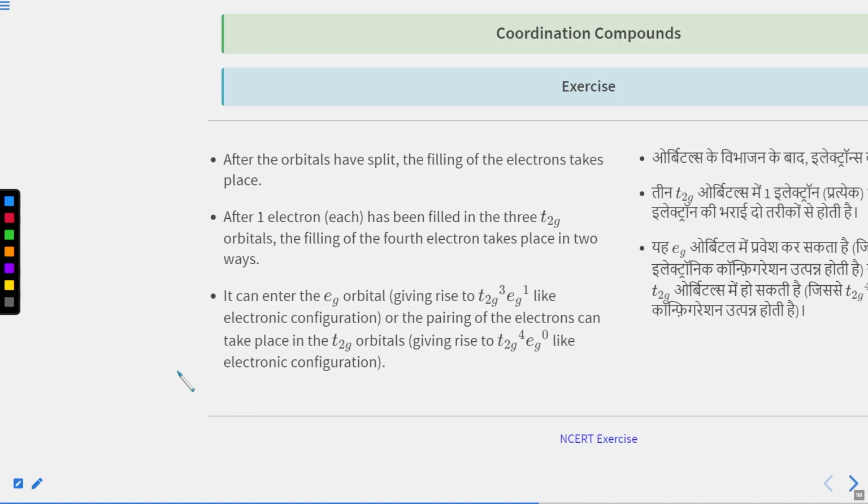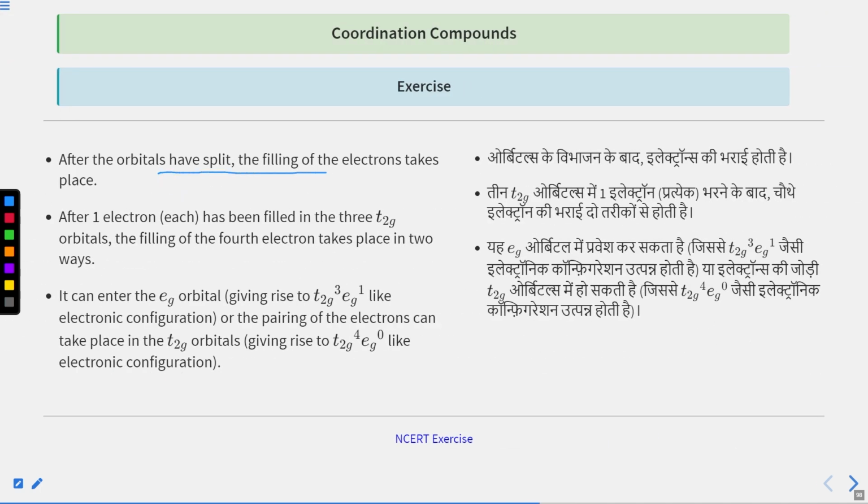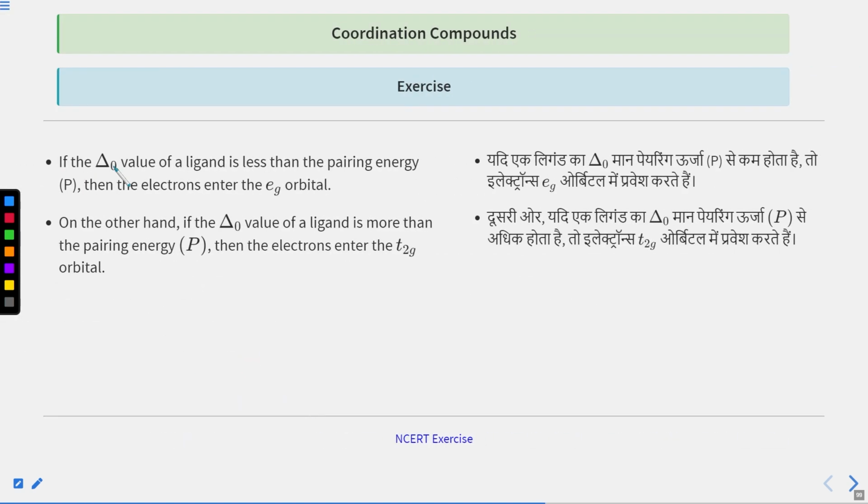Now, after the orbitals have split, the filling of electrons takes place. After one electron has been filled in each of the three t2g orbitals, the filling of the fourth electron can take place in two ways. It can either enter the eg orbital, or the pairing of the electron can take place. So it totally depends upon delta O and P. If delta O of the ligand is less than the pairing energy P, the electrons will enter the eg orbital, that is the higher orbital. If delta O is more than P, then the pairing will take place. Okay, clear? This point is clear.